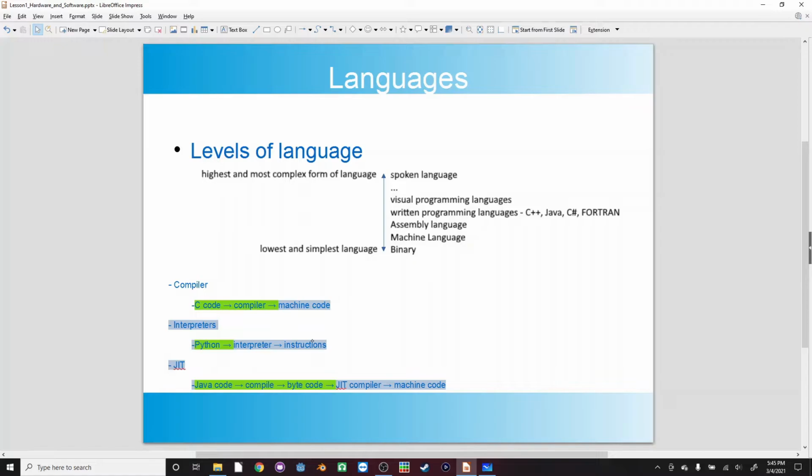So what does this mean, though, for Java? This means that you can write it once and run it anywhere. Because you can write it once, just like in Python, because we're interpreting it down to Java bytecode. But the computer you run it on has to have a Java runtime environment or Java virtual machine.